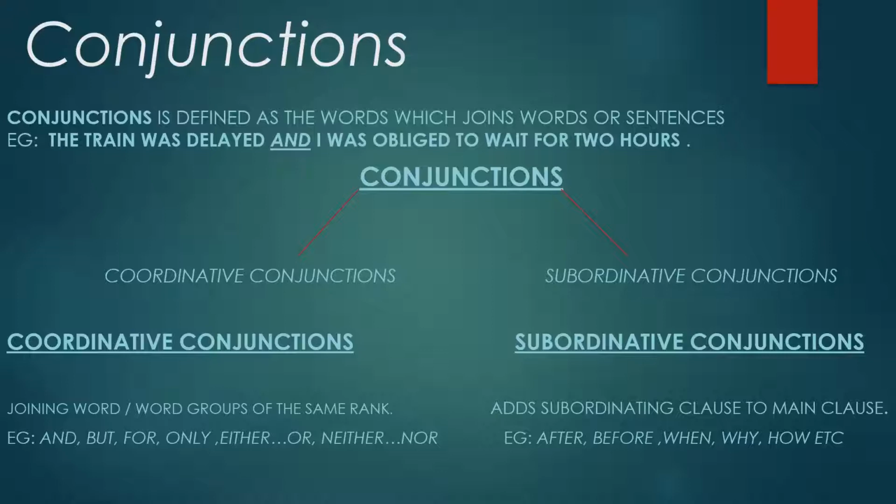So in this example, and helps us to join two sentences. Conjunctions are divided into two: coordinative conjunctions and subordinative conjunctions. Coordinative conjunctions help us to join words or word groups of the same rank. And, but, for, only, either-or, neither-nor are the most commonly used coordinative conjunctions. Now subordinative conjunctions help us to add a subordinating clause to a main clause. After, before, when, why, how, etc. are the most common subordinating conjunctions used.